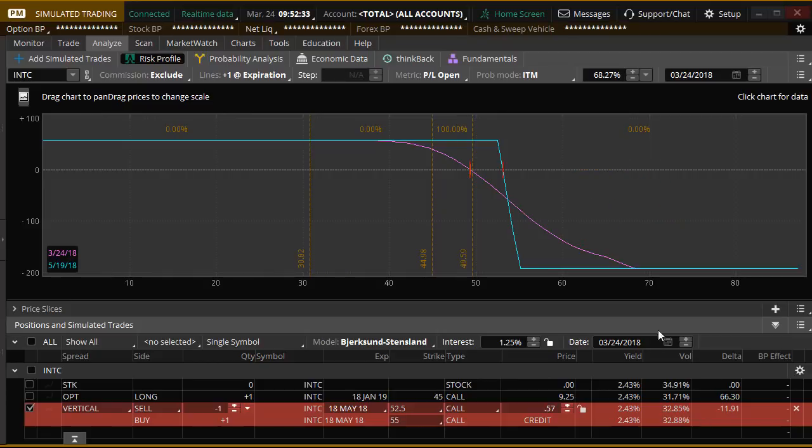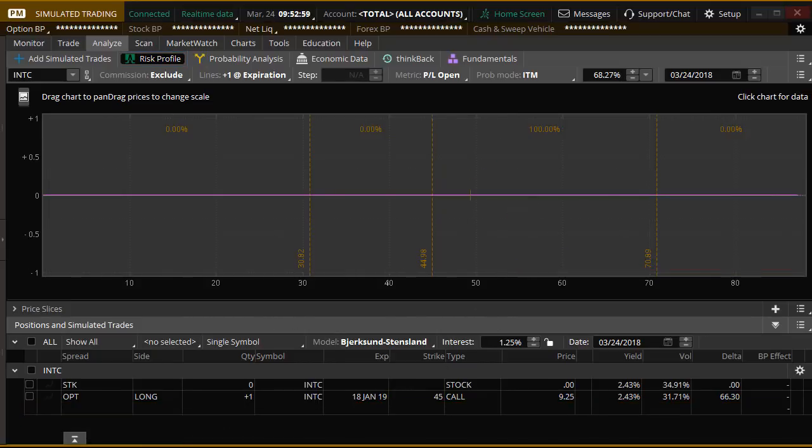And our max loss is 193. Okay. Now we can add a bull put credit spread to this. So all we're doing here is we're adding two elements. We're adding the element of being long a trade with the element of being short the trade. We're bringing them together.